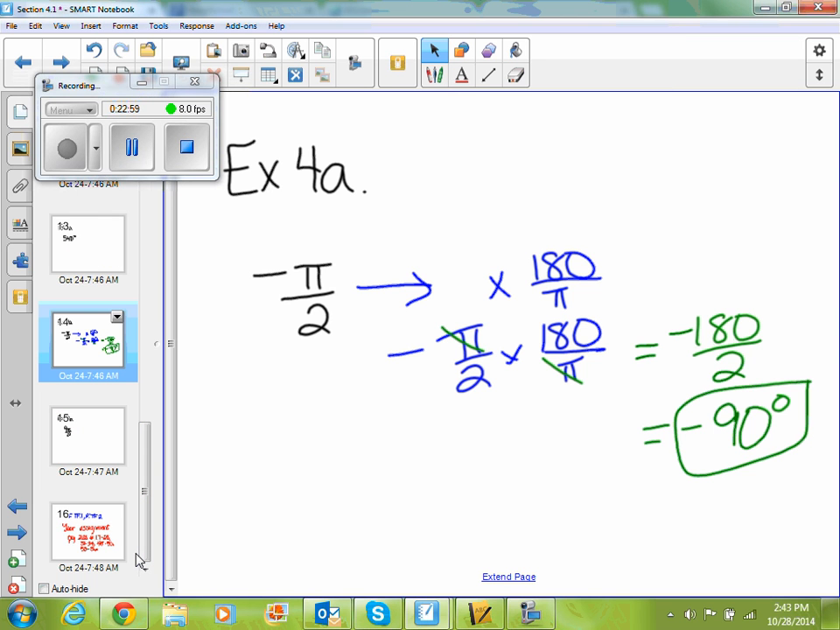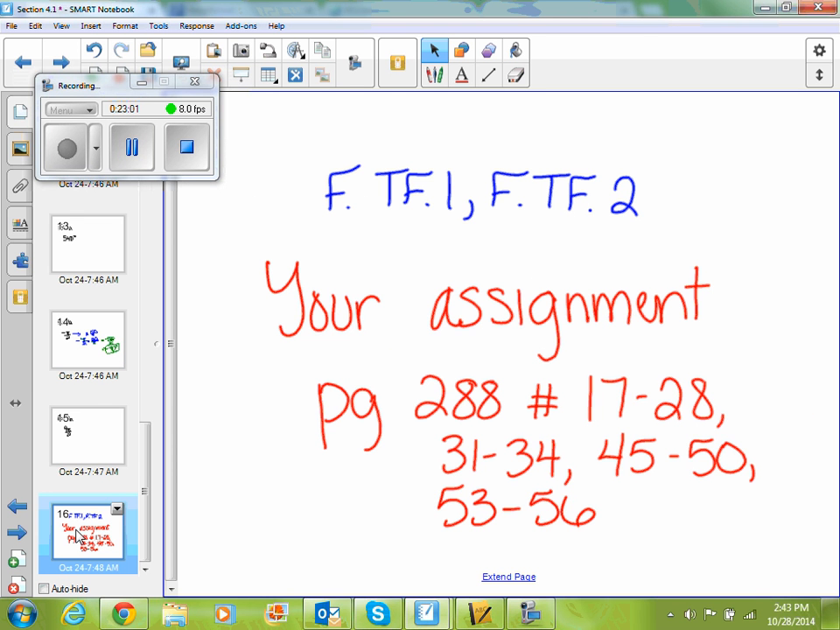All right. I'm going to give you guys your assignment, but we're not going to start it till tomorrow. Okay, so we're going to start tomorrow, page 288, 17 through 28, 31 through 34, 45 through 50, 53 through 56.